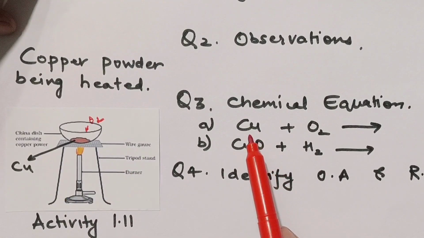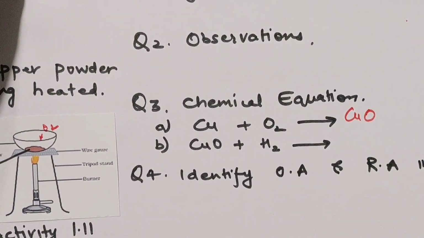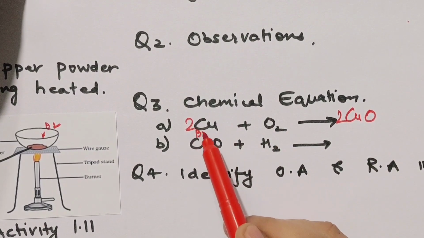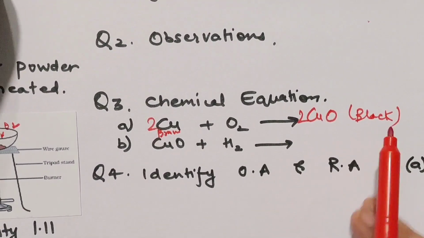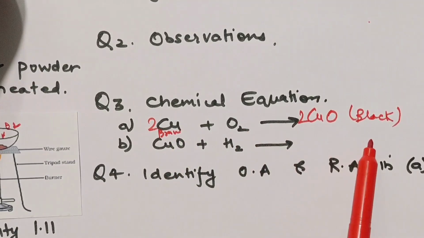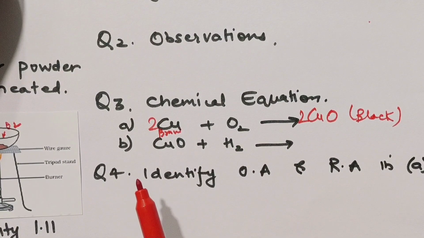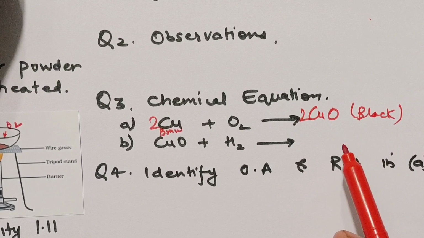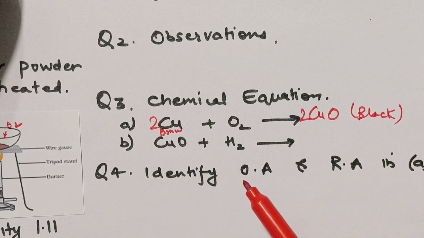Copper here combines with oxygen in the air and forms copper oxide, right? Now, copper was brown color, but copper oxide is black color. So when copper is heated in a china dish, it changes to black color because of formation of copper oxide. This reaction does not take place at room temperature. You have copper utensils at home and you have oxygen in the atmosphere, yet it doesn't turn black, right? This reaction requires a very high temperature, which you get by heating it directly.